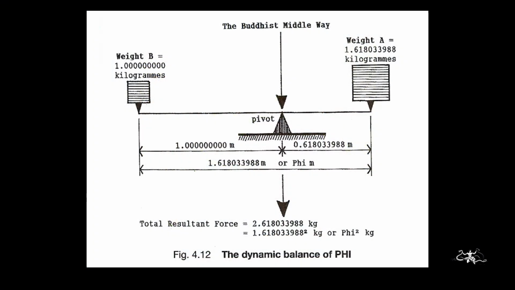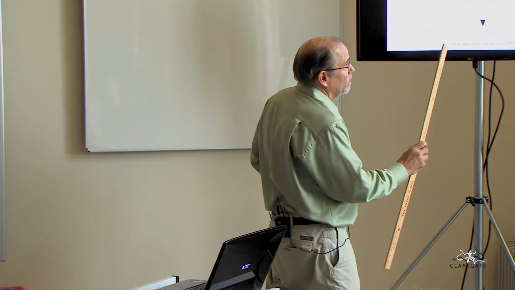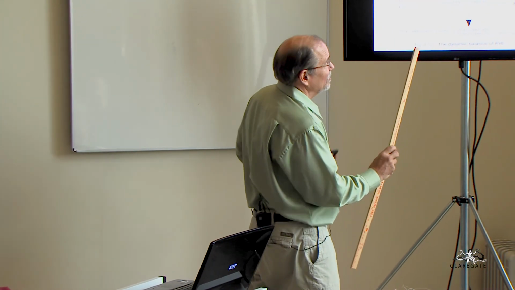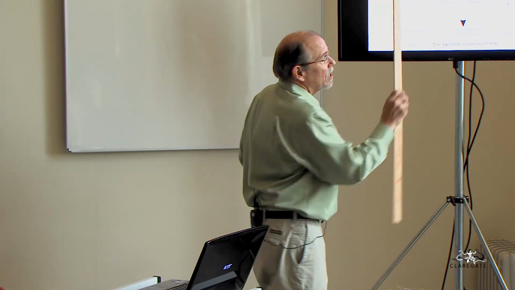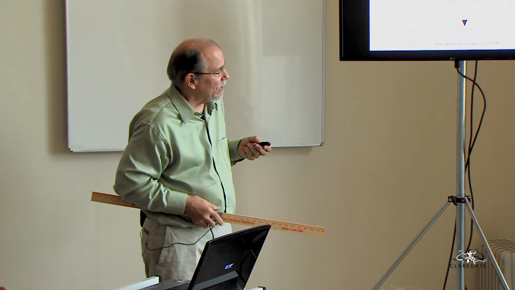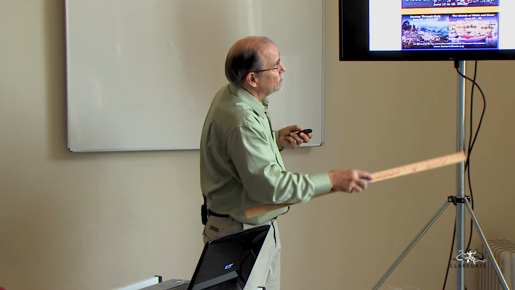And for those of you who have been asking me about this, where's the middle path of Buddha? Well, here it is. Now, this is not me. I believe this is correct, especially since studying Archimedes and the lever and so forth. It's in the golden cut. That is the middle path right there. The dynamic balance of phi.